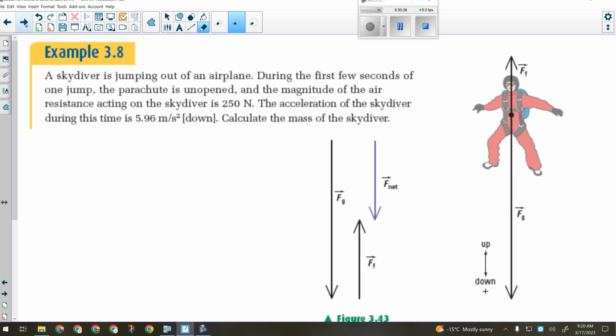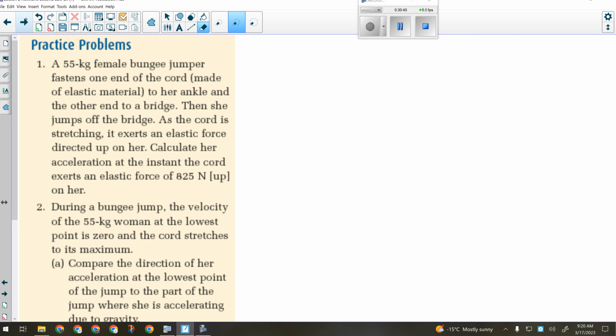Okay, so that's a differential acceleration question. I would like you guys to try question number 1 about the bungee jumper. We got time for that? Yeah, we do. Is bungee jumping an elevator? Yes, because it's vertical.